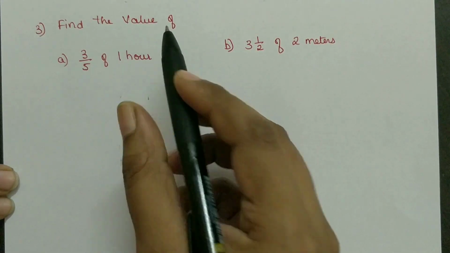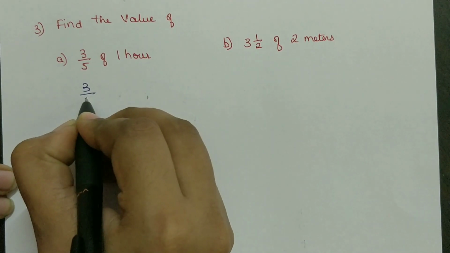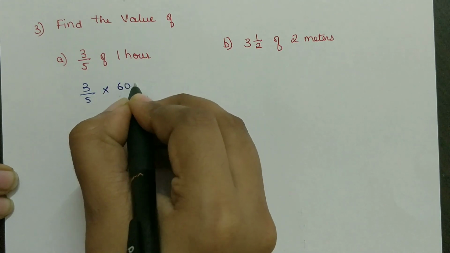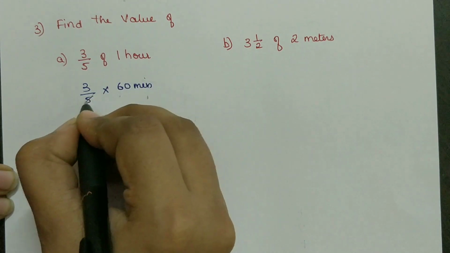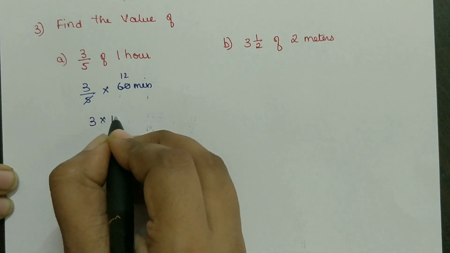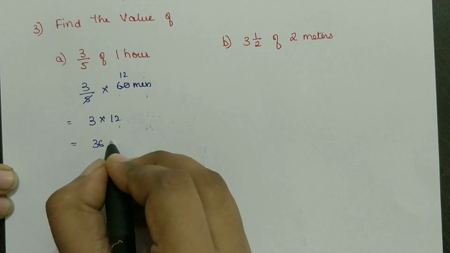Find the value of 3 by 5 of 1 hour. 3 by 5 into 1 hour, which equals 60 minutes. 5 twelves are 60, so 12 times 3 equals 36 minutes.